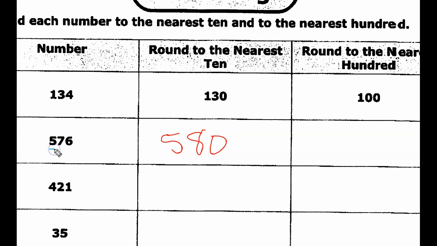Now here's the hundreds place. Here's the number to the right. What does the 7 say to do to the 5? Add 1. What's 1 plus 5? 6. And replace these two numbers with? Zeros.